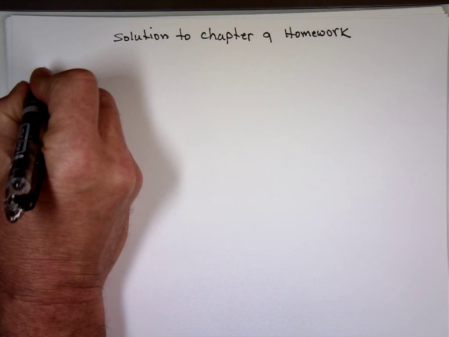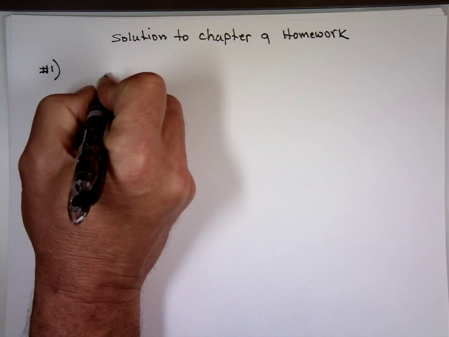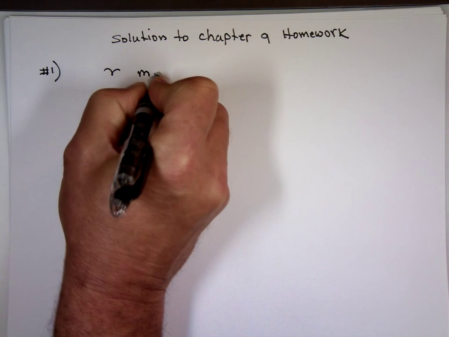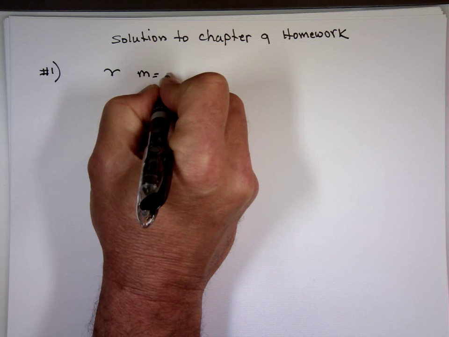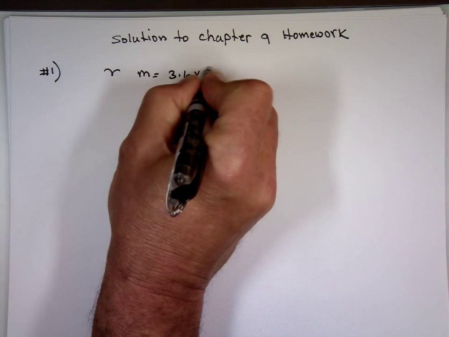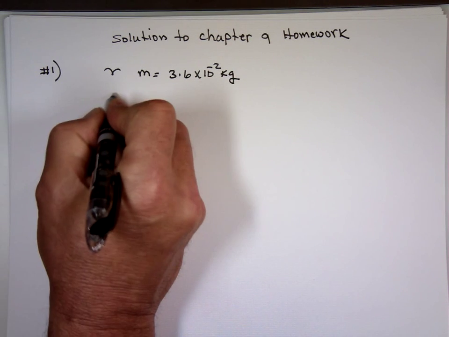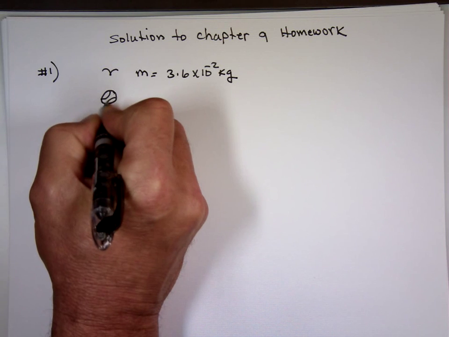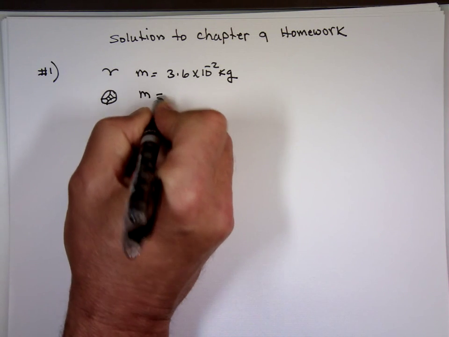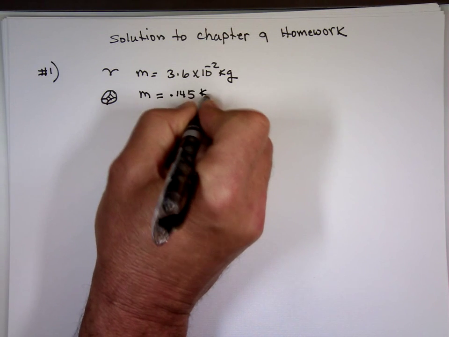Let's look at question number 1. The question, we have a hummingbird. This is the bird that has a mass of 3.6 times 10 to the negative 2 kilogram. And we got a baseball that has a mass of 0.145 kilogram.